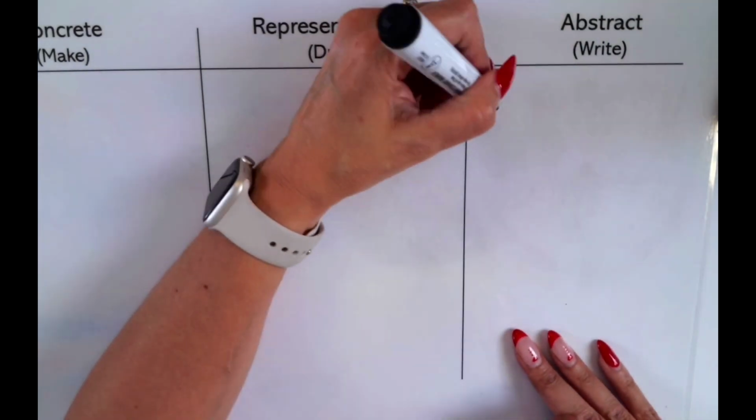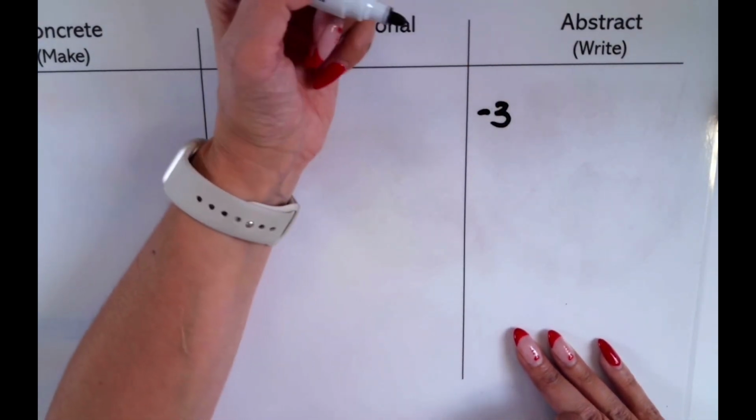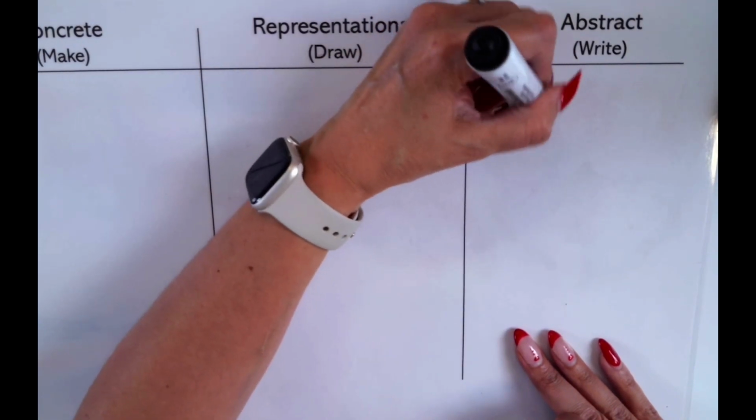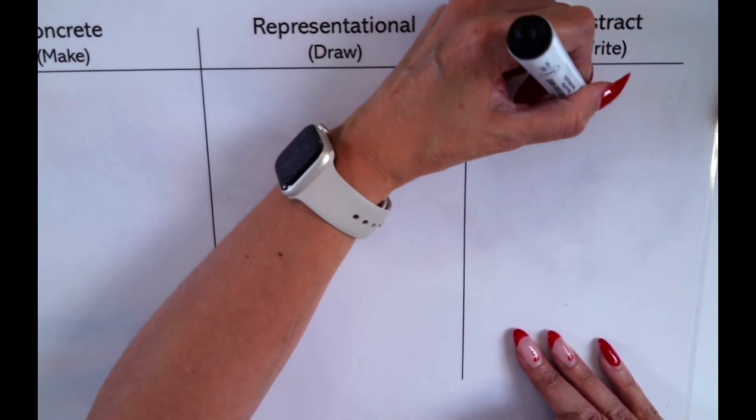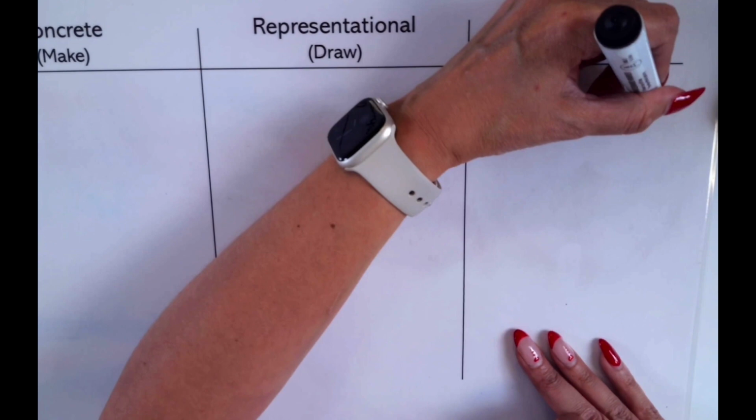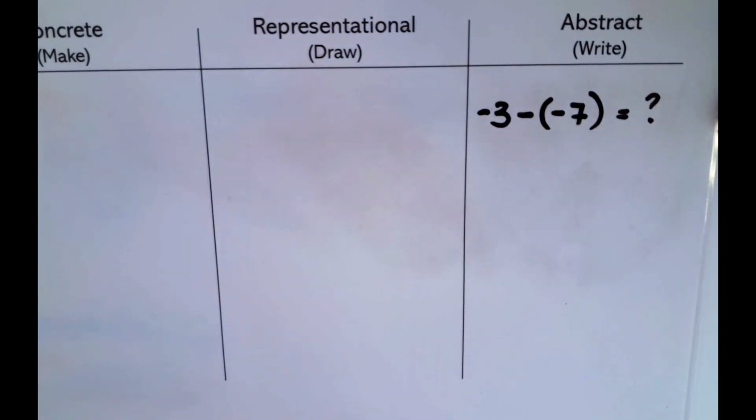So the question is -3 minus -7. What does that equal? All right, that is a challenging one and requires a very unique way of looking at things.